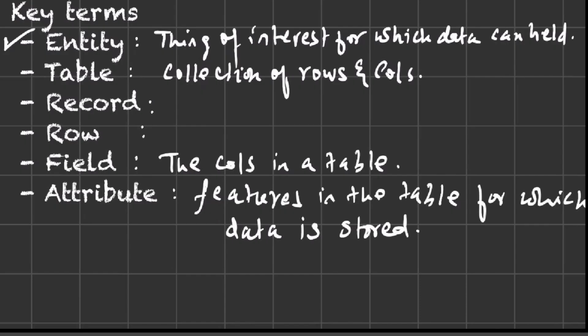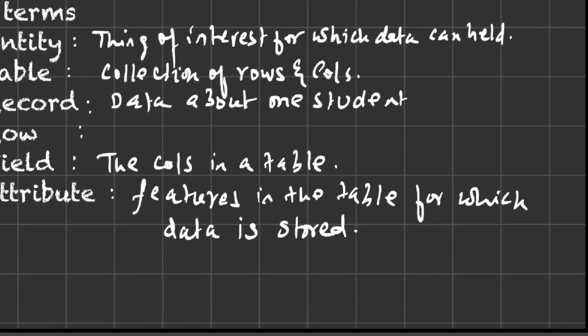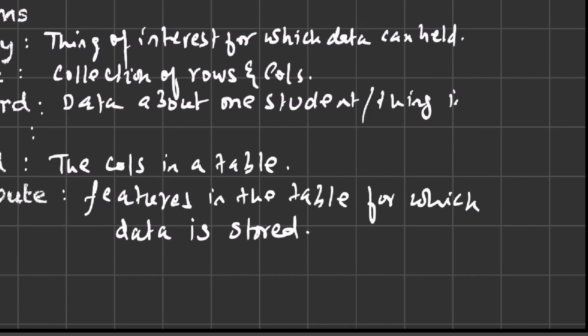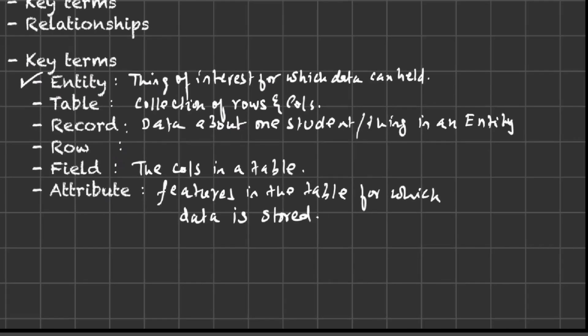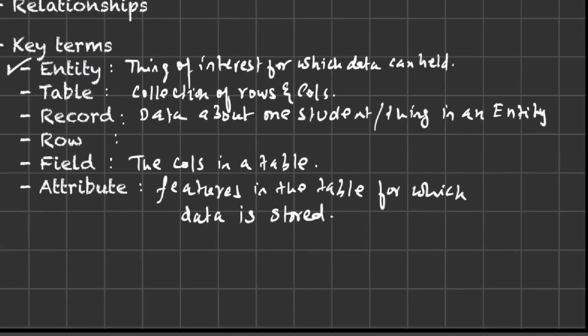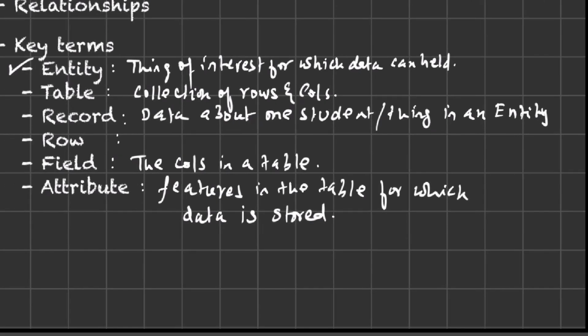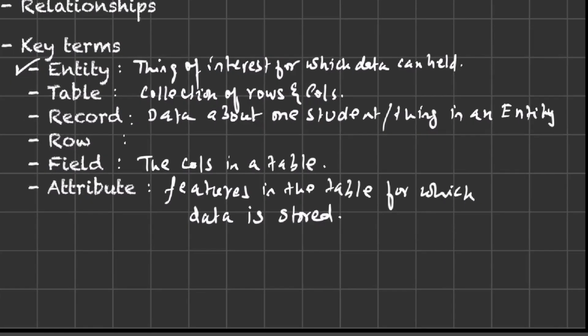And a record is the data about one student or thing in an entity. The data about one student or entity or thing in an entity is a record, and this record is stored in a row.